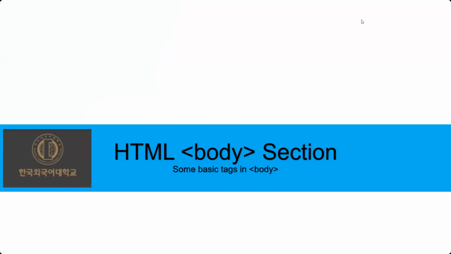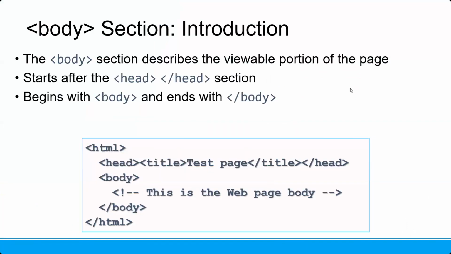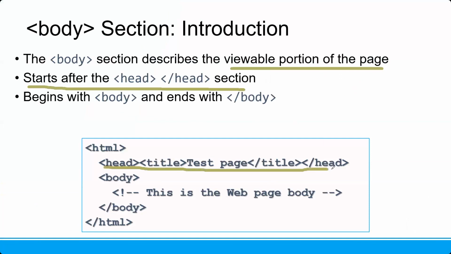So let's look at the first part, which is about the body. The body section describes the viewable portion of the page. If you have any web page, then the body is the main focus for creating the page. And the body starts after the head section. The head section defines many things, for example, the title of the web, the description, or any other functions for the web.